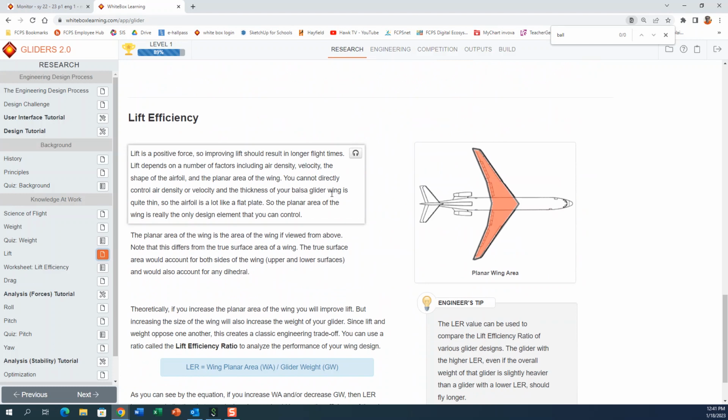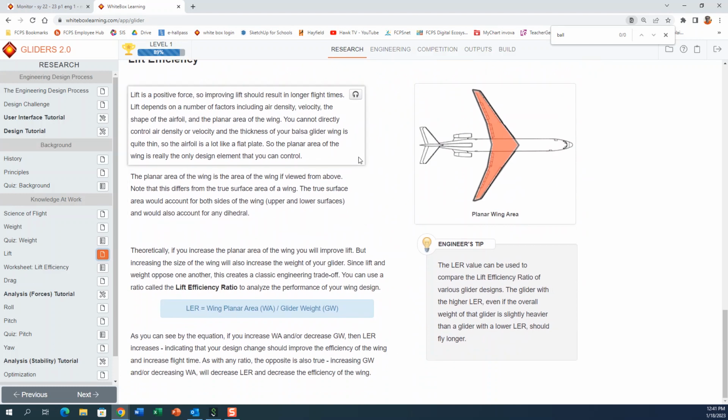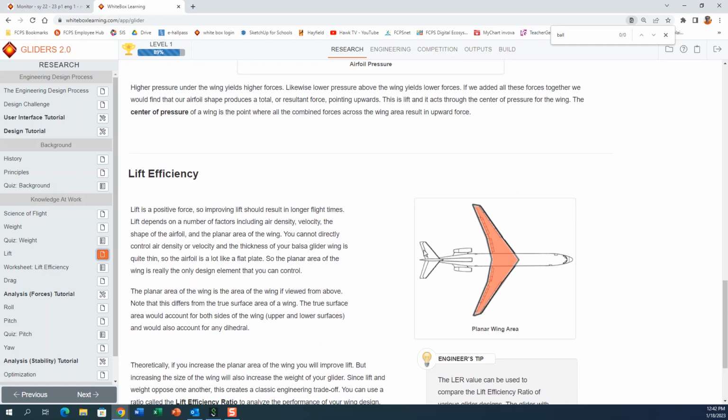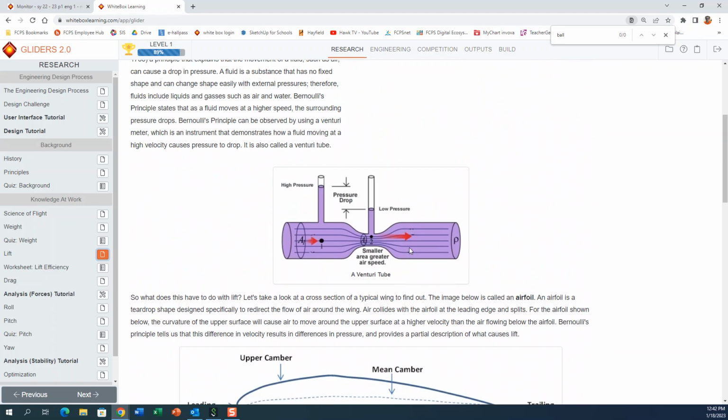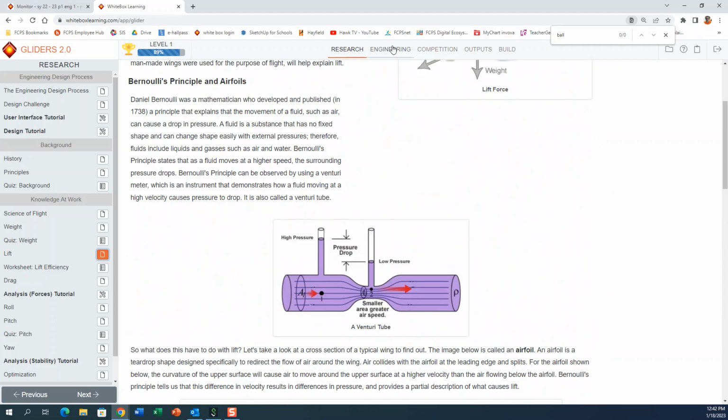So it's the wing. And there are different ways to calculate the efficiency of the wing, and they get into that. We'll talk about that later. This is when we're really trying optimization, okay? And there's a thing called lift efficiency ratio, engineering tip. Like I said, we'll get into that a little bit later, but it has to do with the size of the wing as compared to the overall weight of the glider, okay?